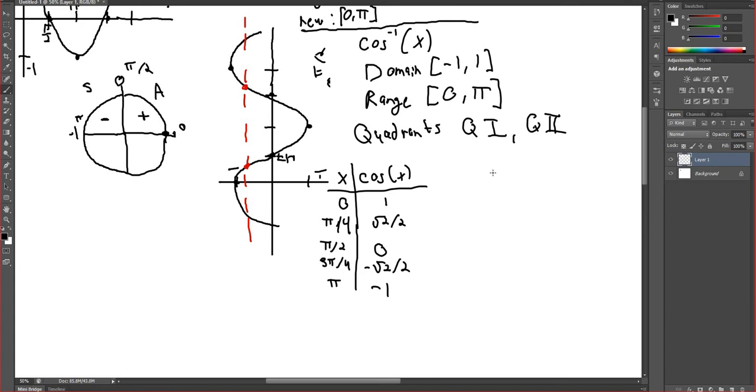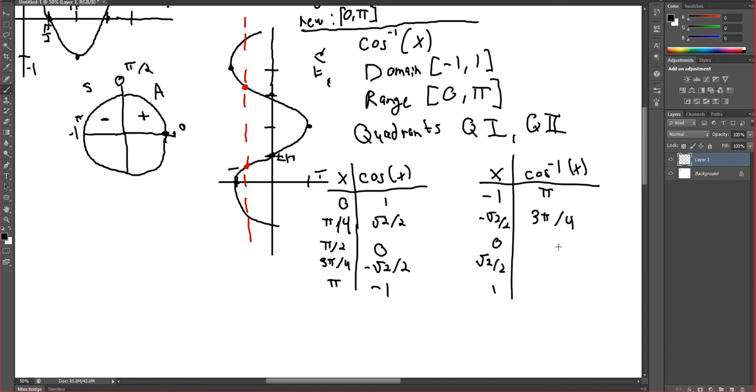In this case, I'd have x and cosine inverse of x. I originally was taking in angles and giving out coordinates, but now I'm going to be taking in coordinates and giving angles. So negative 1, negative root 2 over 2, 0, root 2 over 2, and 1. And then I just copy what I had from before. So this is going to give me pi. This will be 3 pi over 4. This will be pi over 2. This will be pi over 4. And this is just 0.